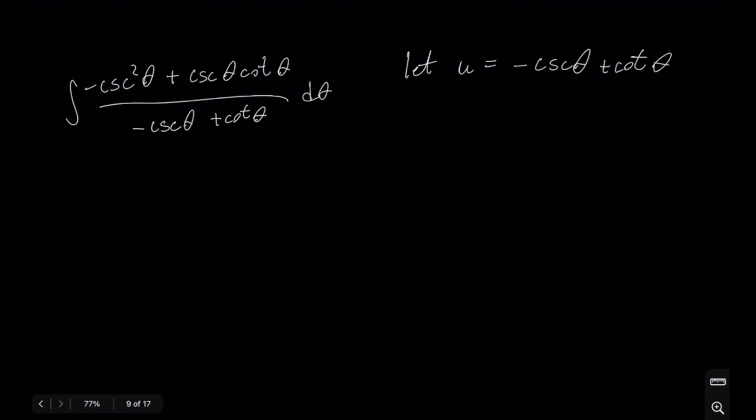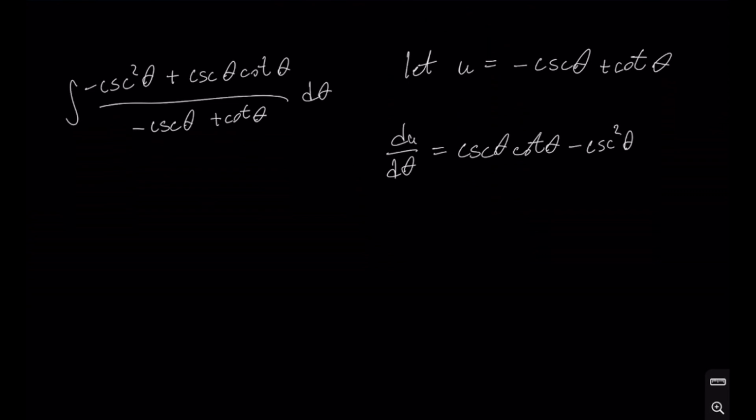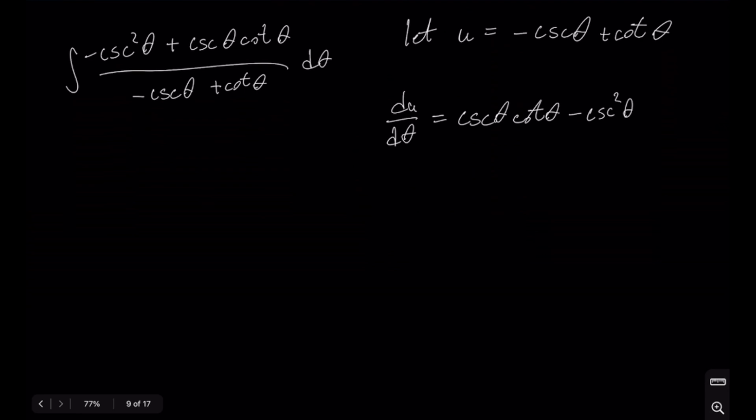And you might be asking, why do you do that? Well, because when you do a substitution, you always find the derivative of your substitution. So du d theta, and what is that? The derivative of cosecant is negative cosecant cotangent, so that's going to be positive cosecant cotangent. Plus, the derivative of cotangent is negative cosecant squared, so I'll have negative cosecant squared theta. And you can recognize that this derivative is equal to the numerator.